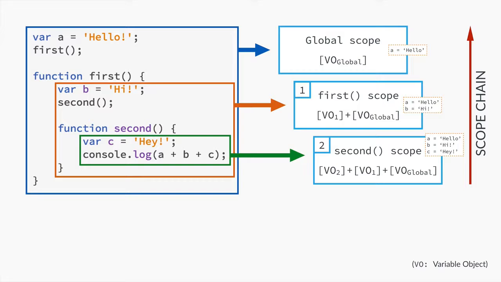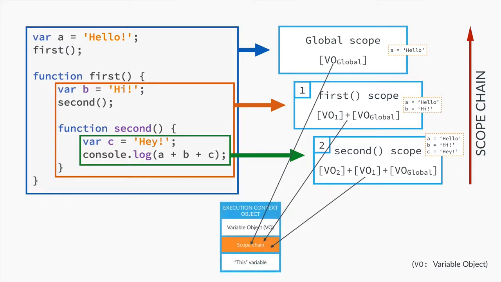Now, how does this actually work behind the scenes? Remember the execution context object that we have been talking about before? In the creation phase, each execution context object will get the exact scope chain, which is basically all the variable objects that an execution context has access to. Because remember, the variable object is what stores all the defined variables and functions. So in this example, in the second scope, we have access to the variable object of the second function, of the first function, and the global variable object.